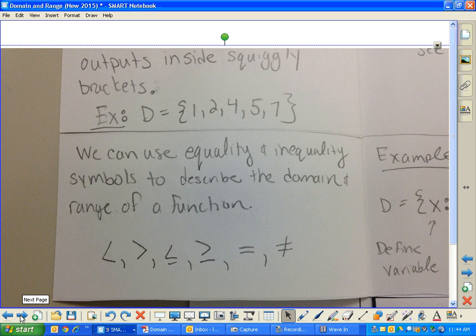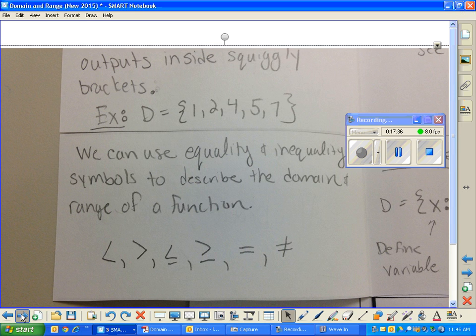So in the next flap, now we're in the middle left. What I'm trying to tell you here is that we can use our equal signs and our not equal to symbols, and our inequalities, less than, greater than, to describe our domain and range. So when we have algebraic notation, we're talking about using inequalities and things of that nature. And I have all of our symbols that we could use listed here: less than, greater than, less than or equal to, greater than or equal to, and not equal to.